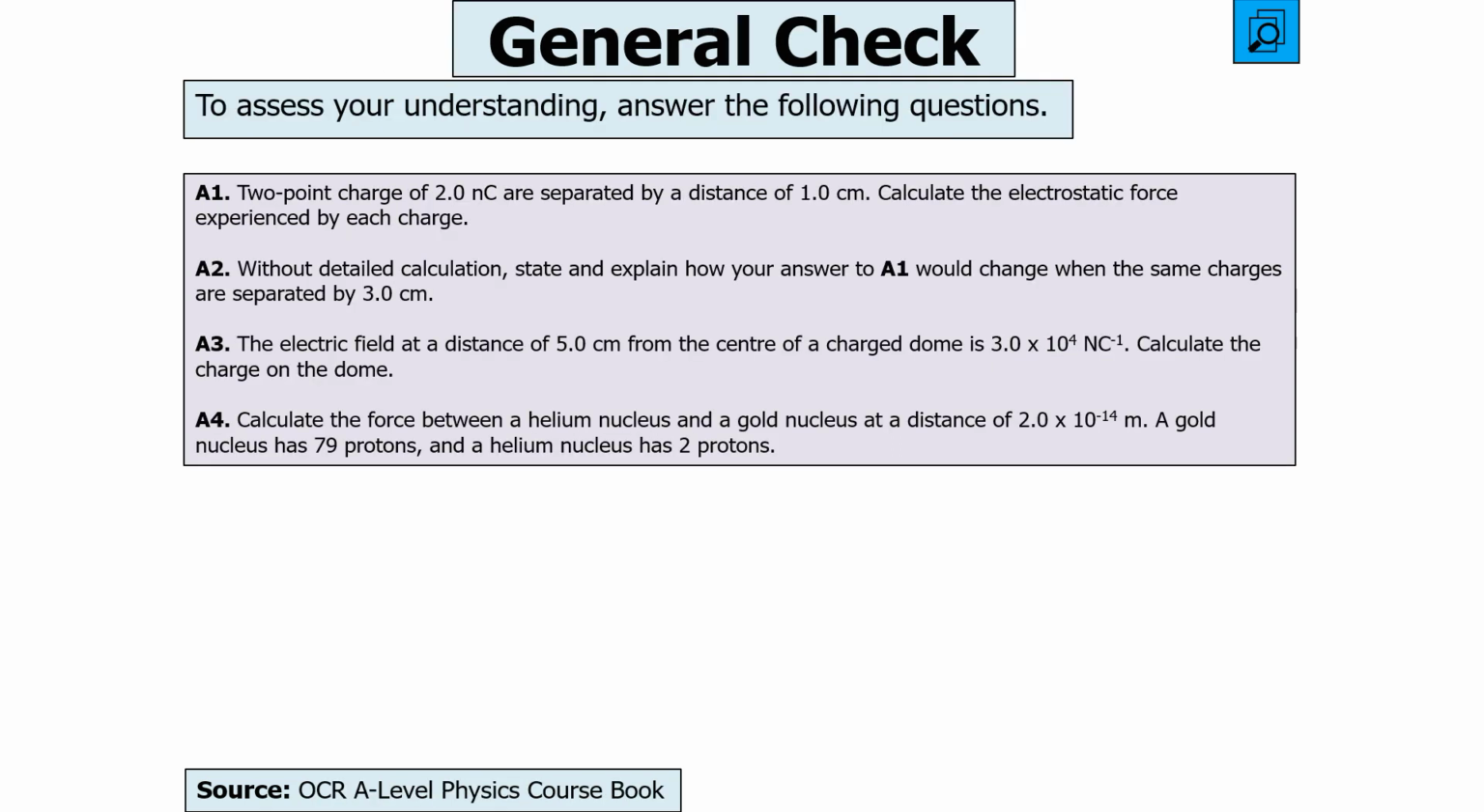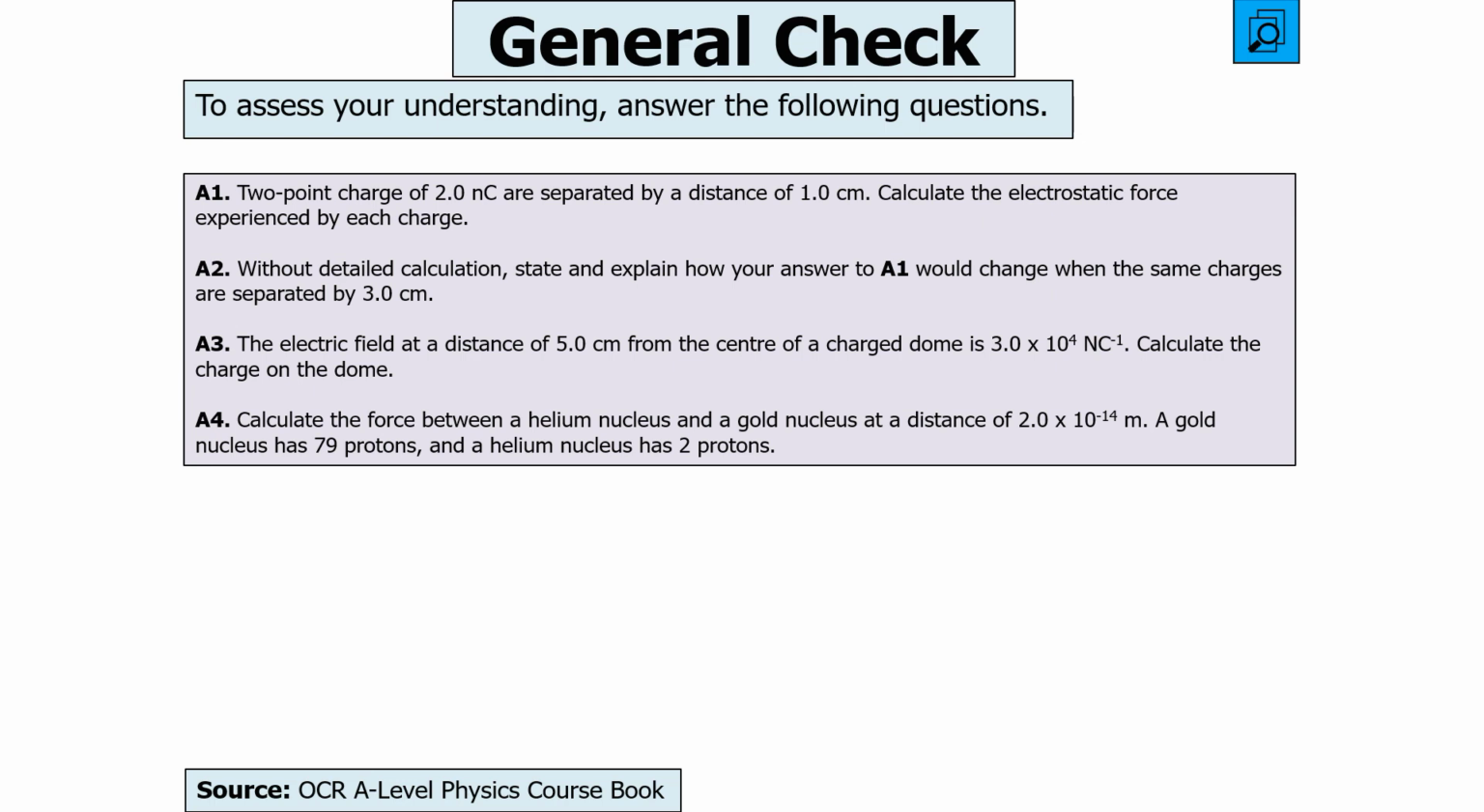The next question says, 2 point charges of 2 nanocoulombs are separated by a distance of 1 centimetre. Calculate the electrostatic force experienced by each charge. Then, without detailed calculation, state and explain how your answer to the first question would change when the same charges are separated by 3 centimetres.